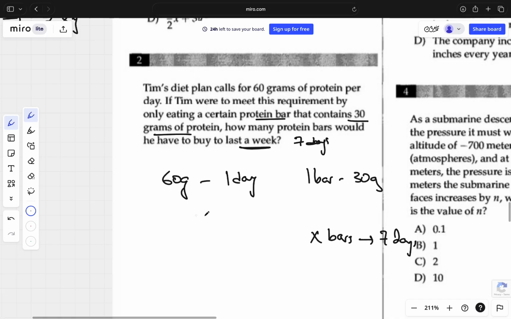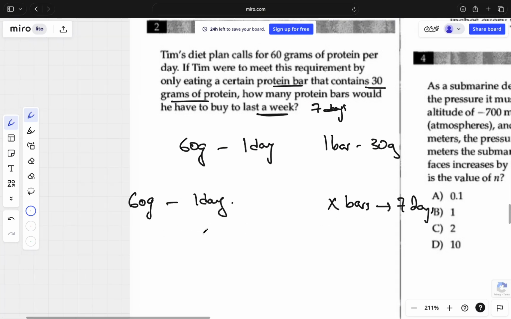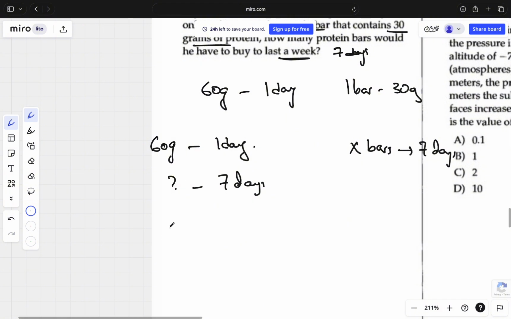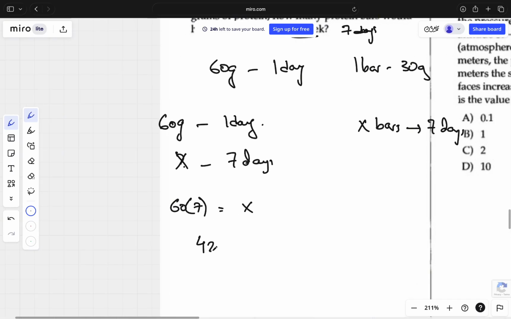So we have 60 grams in 1 day, and we have 7 days in total. Let's say we're looking for the number of grams in 7 days. It's going to be 60 times 7, which is 420 grams. So it'll be 420 grams that he'll need in 7 days.